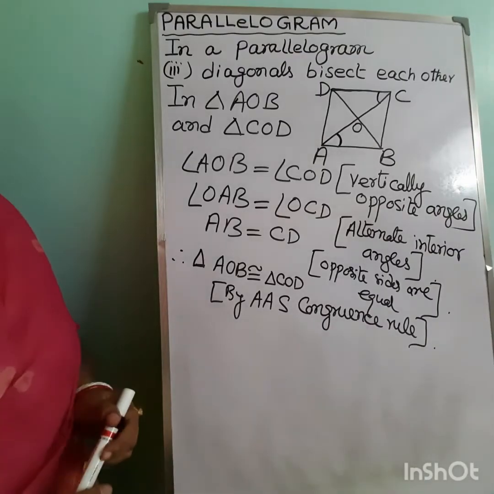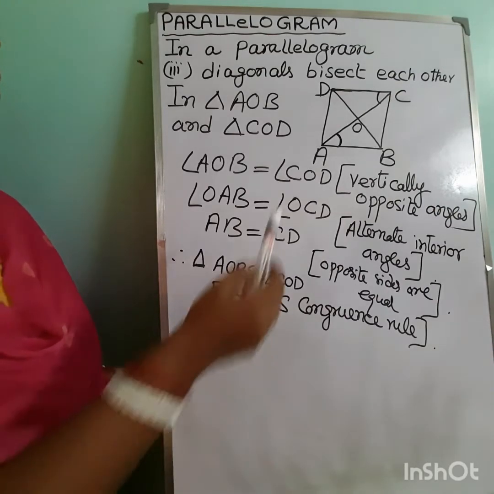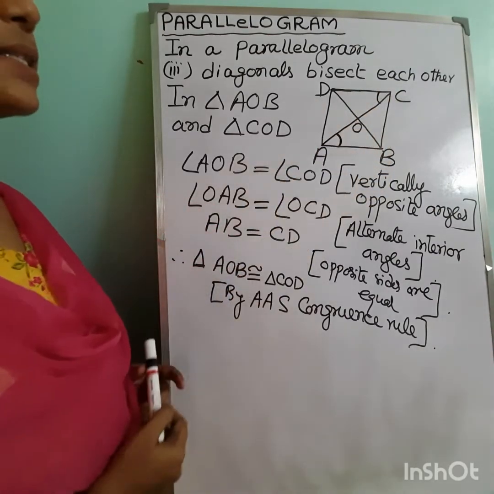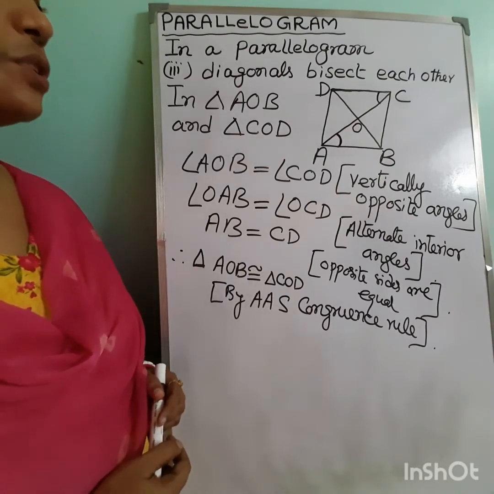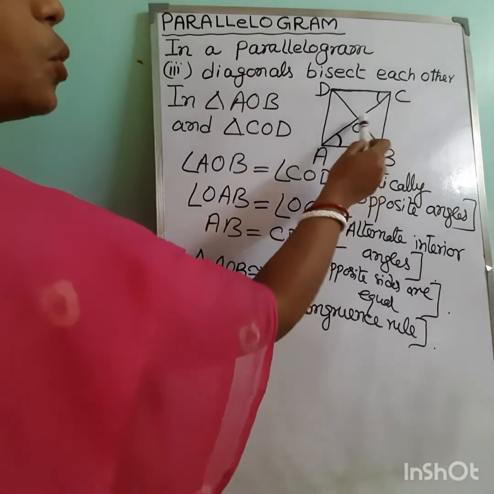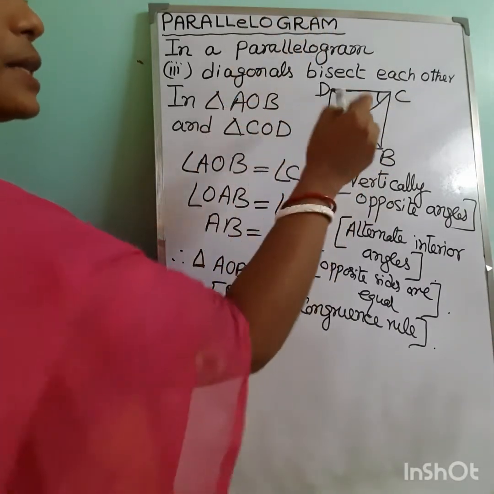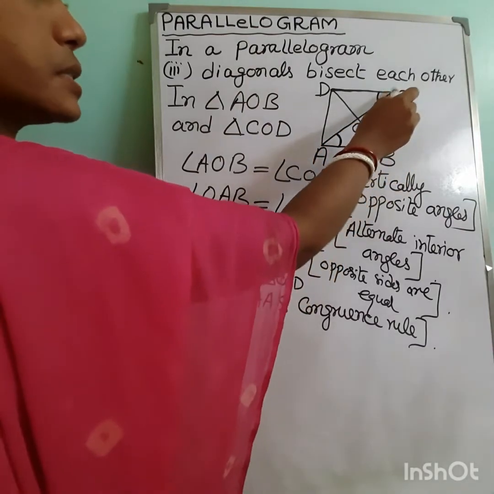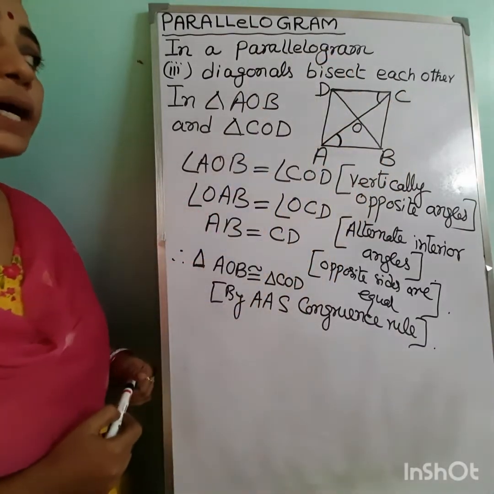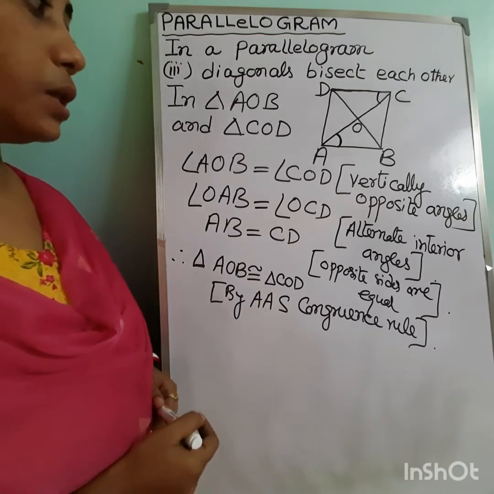Now let us see the third property, that in a parallelogram diagonals bisect each other. Here ABCD is a parallelogram and AC and BD are the two diagonals drawn which are intersecting at point O. Now in triangle AOB and triangle COD, we have angle AOB is equal to angle COD because these two are vertically opposite angles. And we know vertically opposite angles are equal.